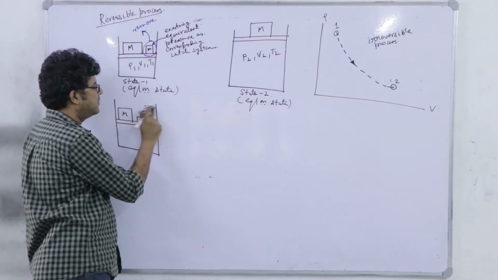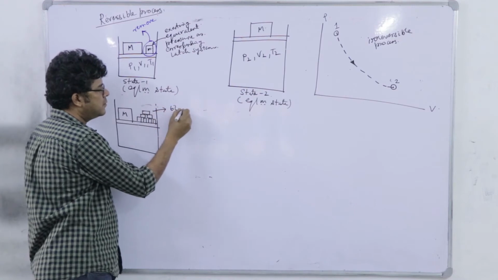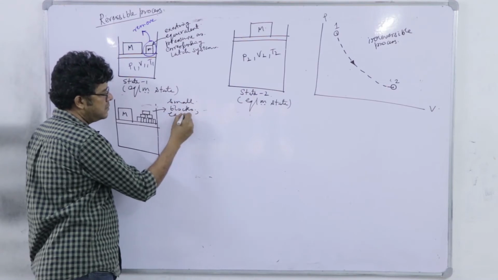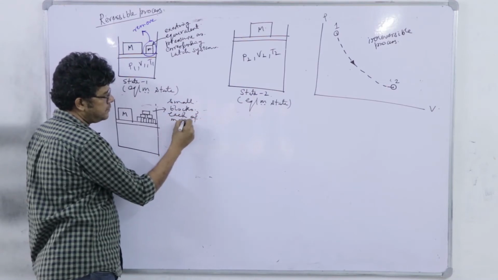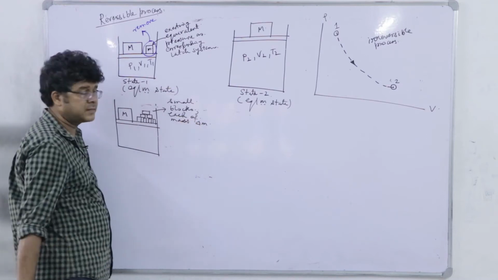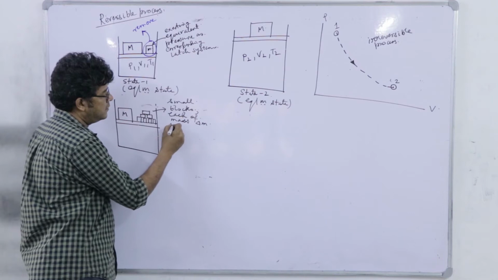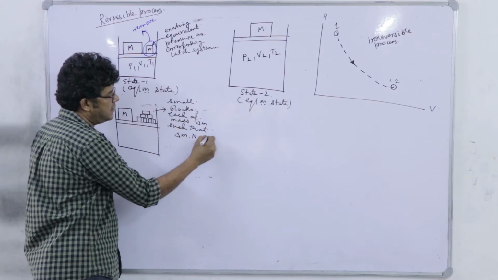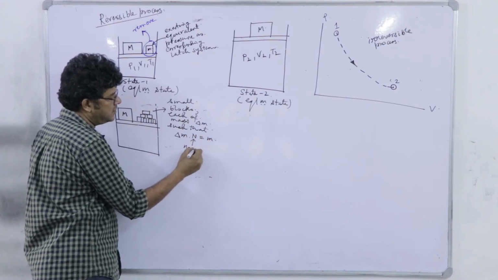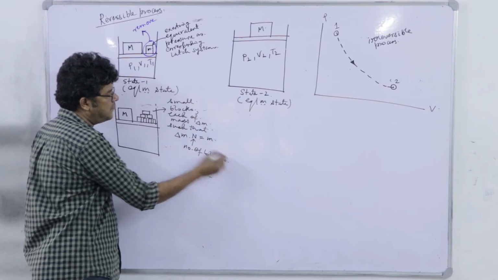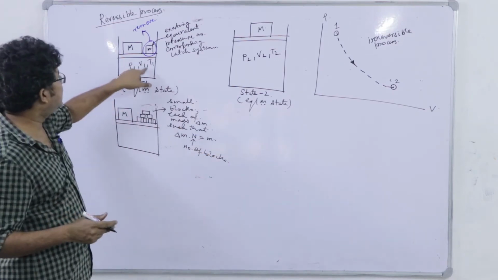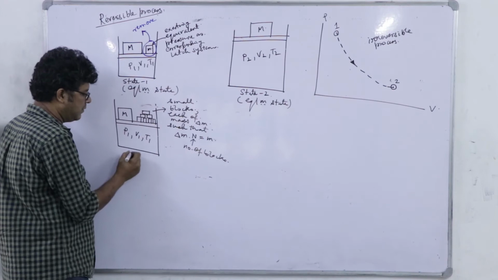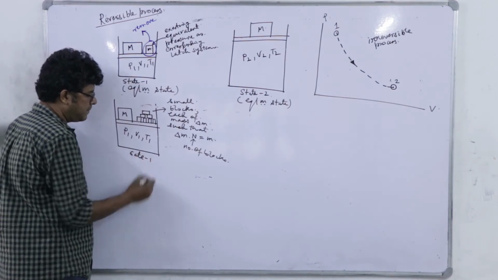Each of mass delta m, such that delta m into n is equal to m. This n represents the number of blocks. So, definitely all these blocks collectively will exert the same pressure on the gas, and the gas we can keep in the same state P1, V1 and T1. So, this is state 1.